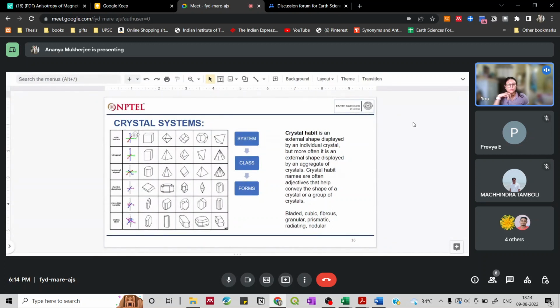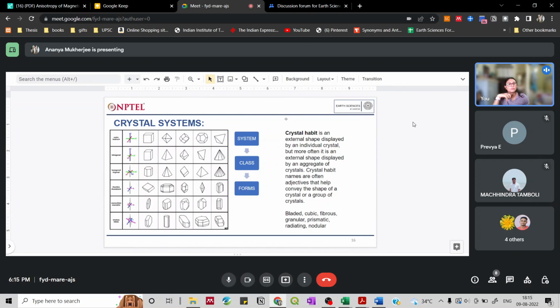Okay, so the first column that you see here, these are the normal class of these. So you have system, you have class, and then you have forms. So each of these are different forms, and each of these form different classes. We are not going to get into the depth of this because that is currently not required, but we have to remember these seven systems that have been taught to you during this week.